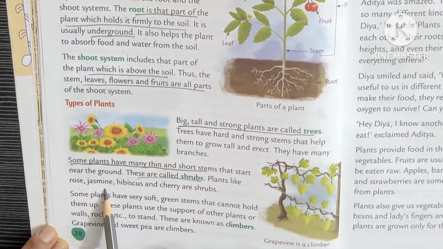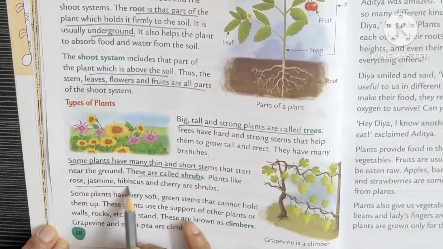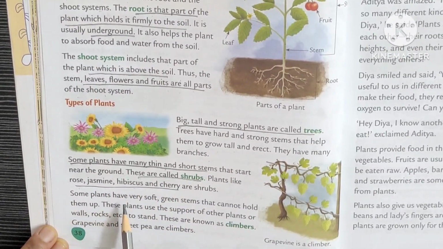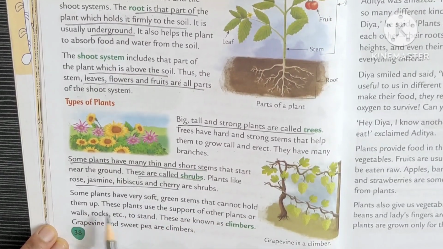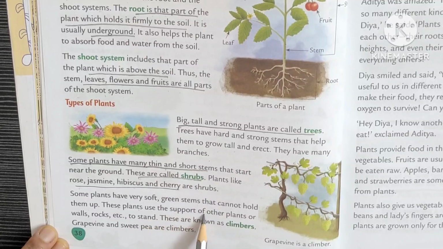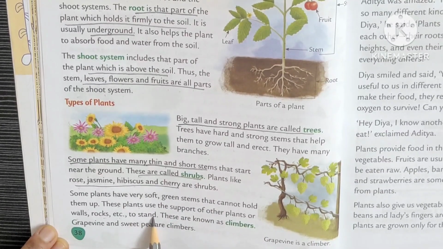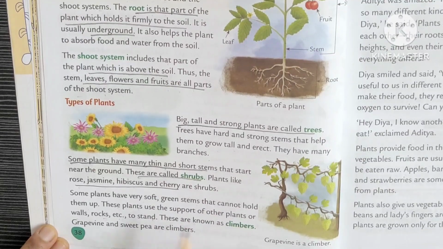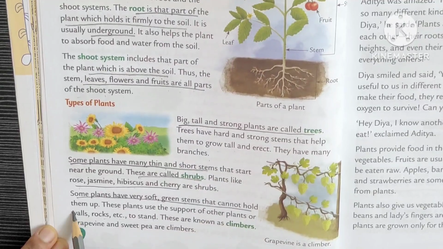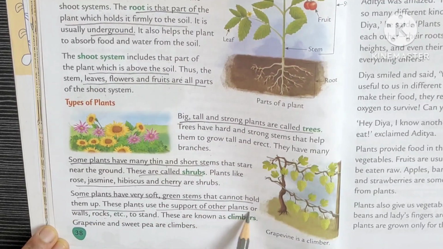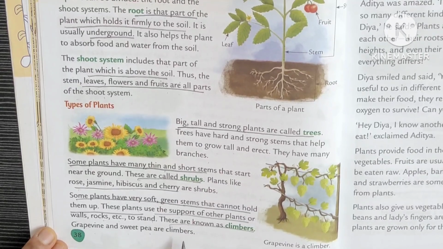Plants like rose, jasmine, hibiscus, and cherry are shrubs. Some plants have very soft green stems that can't hold them up. These plants use the support of other plants or wall, rocks, etc. to stand. These are known as climbers. Grapevine and sweet pea are climbers.